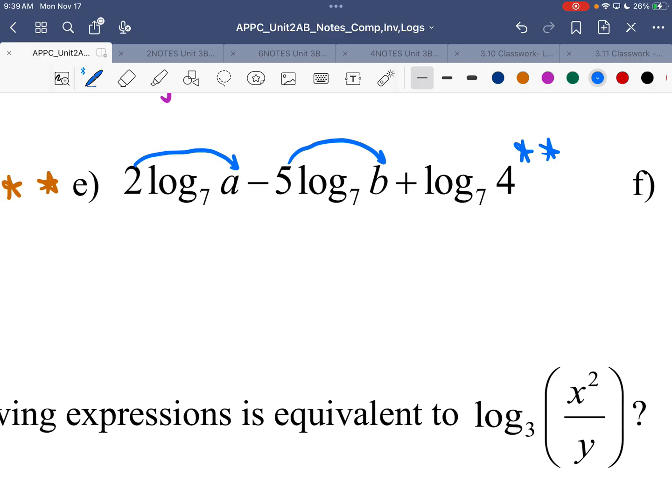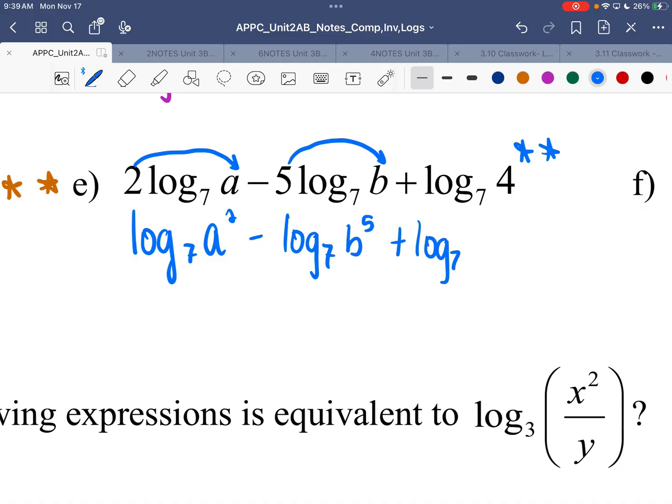All right. So we have to move the 2 and the 5 up first before we can do anything else. So make it be, the 2 is only the exponent for A. The 5 is only the exponent for B. And the log 4 didn't have anything in front of it.